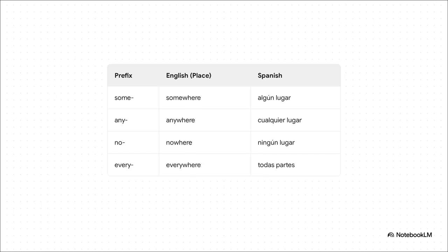No tricks. And to complete the whole system, let's look at the places family. You probably guessed it, same prefixes, this time with the word where. Somewhere, nowhere, everywhere. So that's it. People, things, and places, they all follow the same simple logical pattern. That's the core system you need to know.